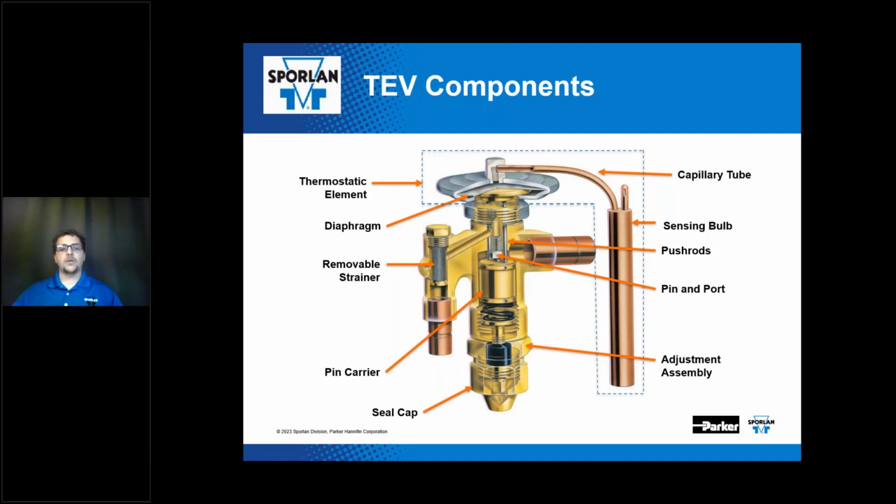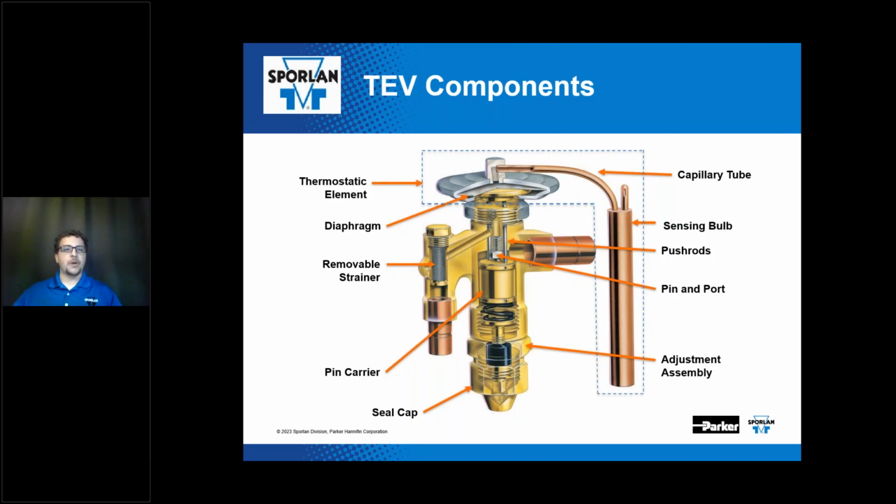Moving clockwise down to the bottom right, you have an adjustment assembly on the valve. If you remove that seal cap, you'll find an adjustment stem, and that is how the technician can change the superheat setting of the valve. So the adjustment stem does not control the capacity of the TEV. That is also a very common misconception.